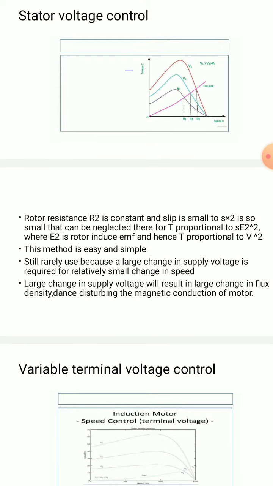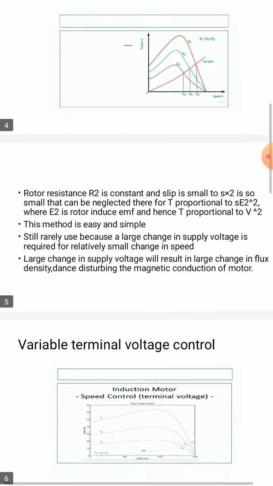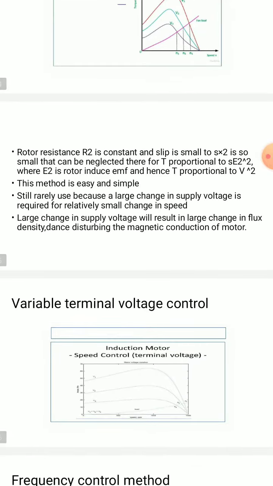This method is easy and simple, still it is rarely used, because a large change in supply voltage is required for a relatively small change in speed. A large change in supply voltage will result in a large change in flux density, hence disturbing the magnetic conditions of the motor.